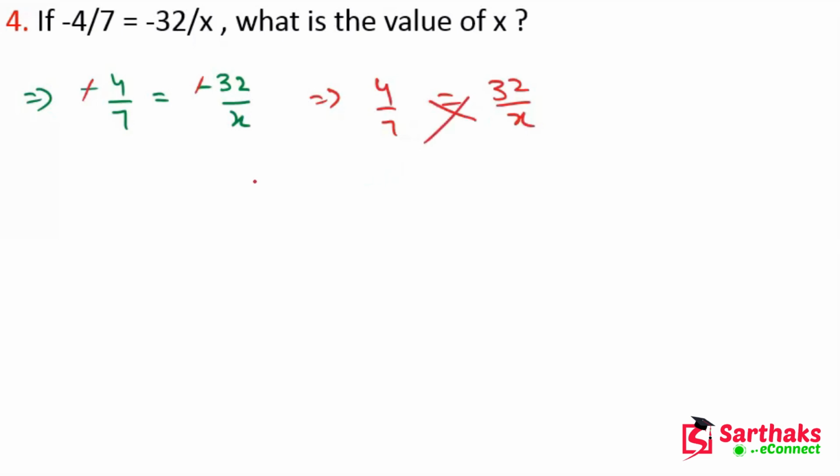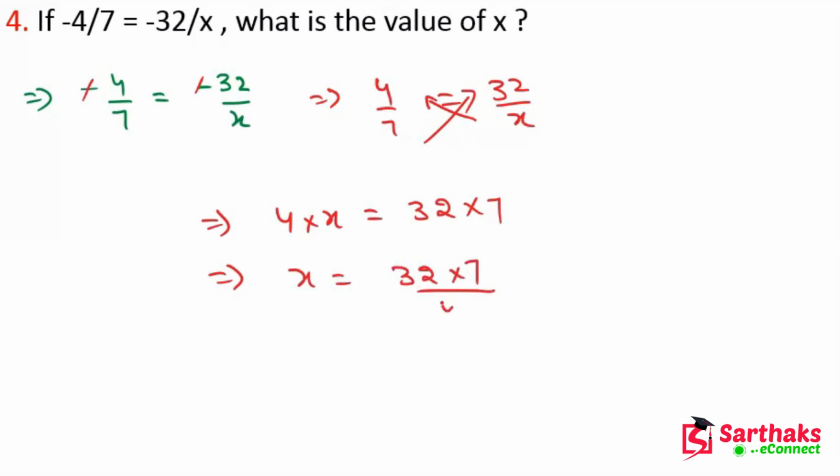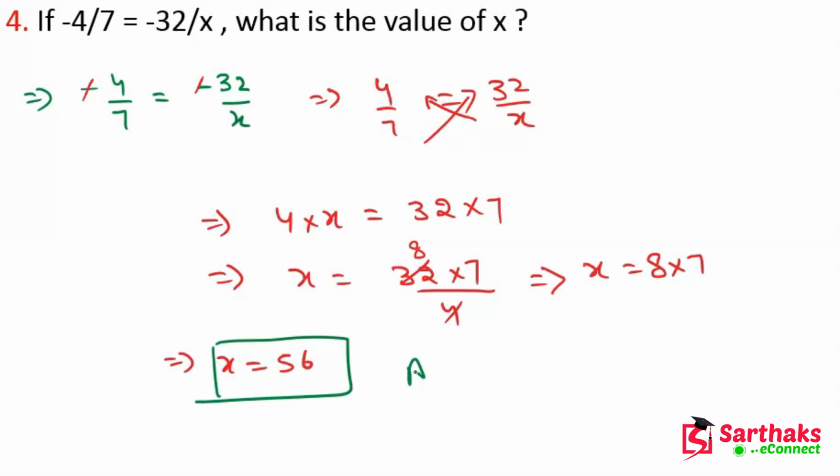Now we have to cross multiply. So we get, my dear friend, 4 into x equals 32 into 7. So x is equal to 32 into 7 divided by 4. Divided by 4, this will cancel, 8 times. I hope, my dear friends, you get this point. So we have x equals 8 into 7, which equals 56. So x is 56. This is the answer.